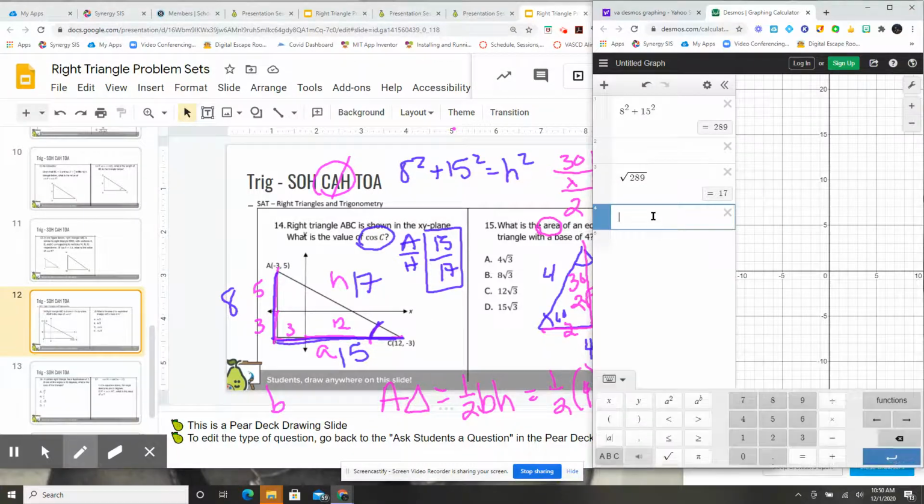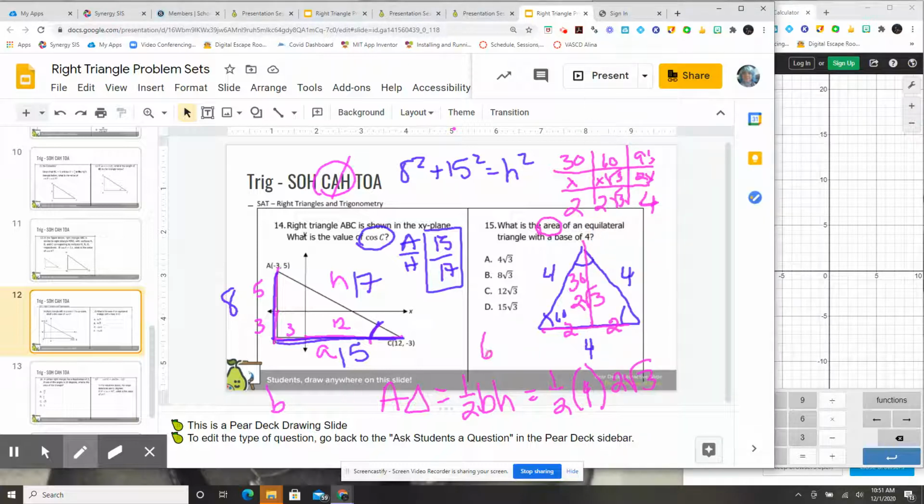So we're just going to put all of that into our calculator. 1 divided by 2 times 4 times 2 root 3. I'm doing all kinds of craziness because I'm not looking, because I'm trying to rush. It's going to be 6.9. But then I've got all of this nonsense.